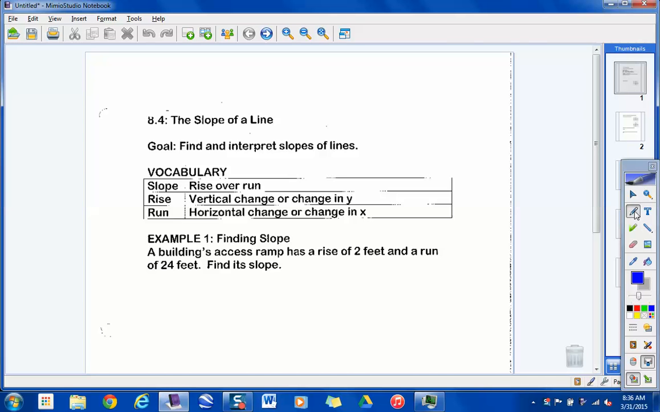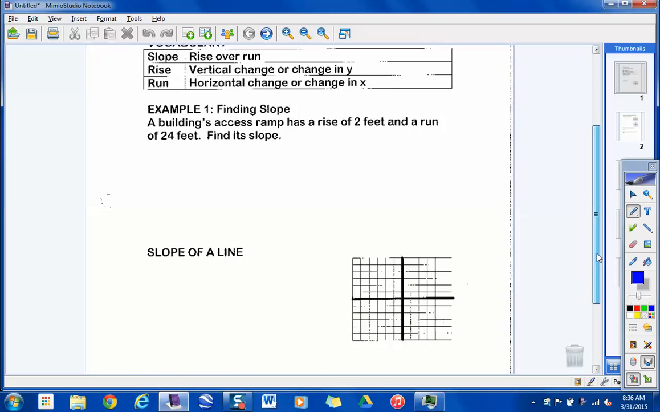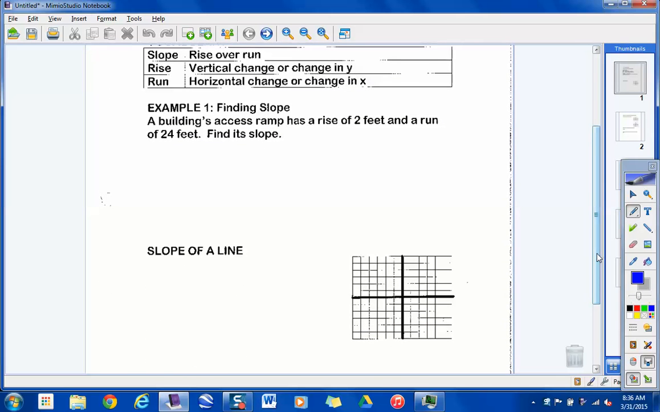Alright. So let's start talking about slope of a line right here. What I'll have you guys do is this. It says, in example 1, we're finding a slope. Okay. It says a building's access ramp has a rise of 2 feet and a run of 24 feet. Find its slope. Okay, so by definition right up here, we know that the slope is a what over a what?